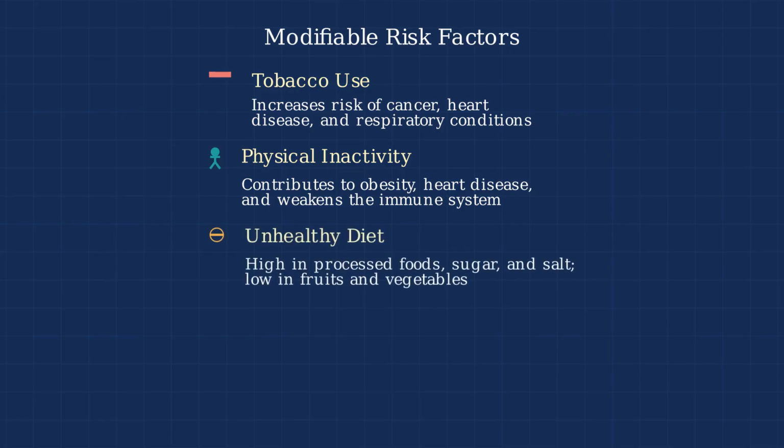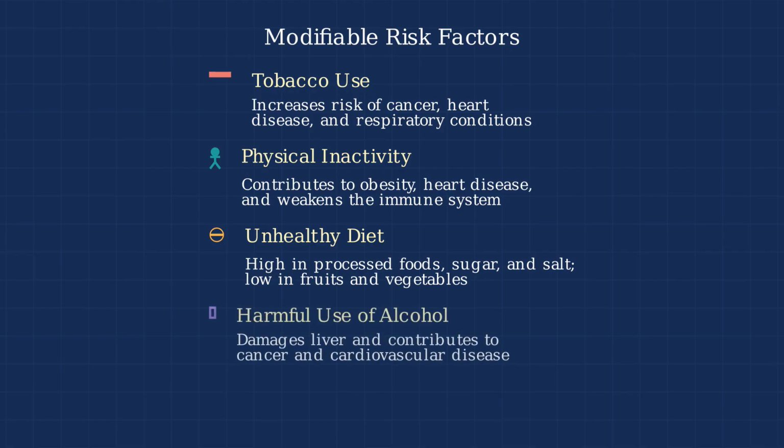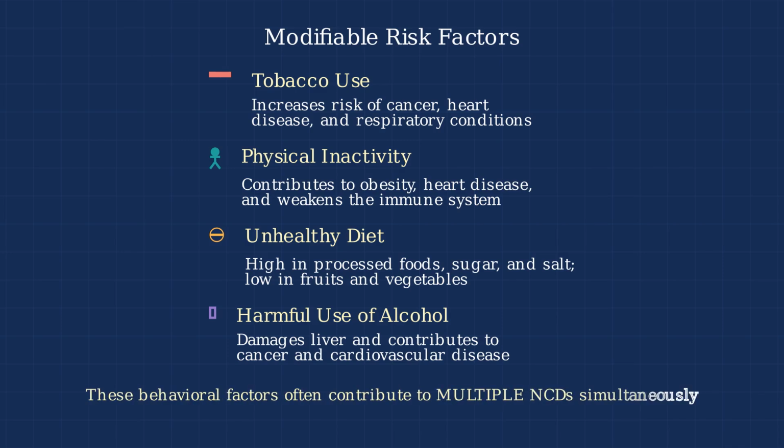An unhealthy diet high in processed foods, sugar, and salt, while low in fruits and vegetables, increases risk for multiple NCDs, including diabetes and heart disease. The harmful use of alcohol damages the liver and contributes to several cancers and cardiovascular diseases, even at moderate consumption levels. It's important to understand that these behavioral factors often contribute to multiple NCDs simultaneously. For instance, smoking affects both heart and lung health.